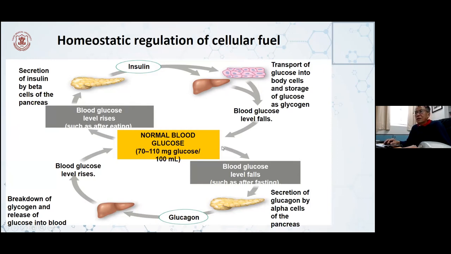In fasting, after a person has been hungry for a long time, the blood glucose level decreases. So the pancreas will release glucagon. Glucagon will catalyze the conversion of glycogen to glucose and make the blood glucose level increase to 70 to 100. So this will control the glucose. This is the homeostatic regulation of cellular fuel.